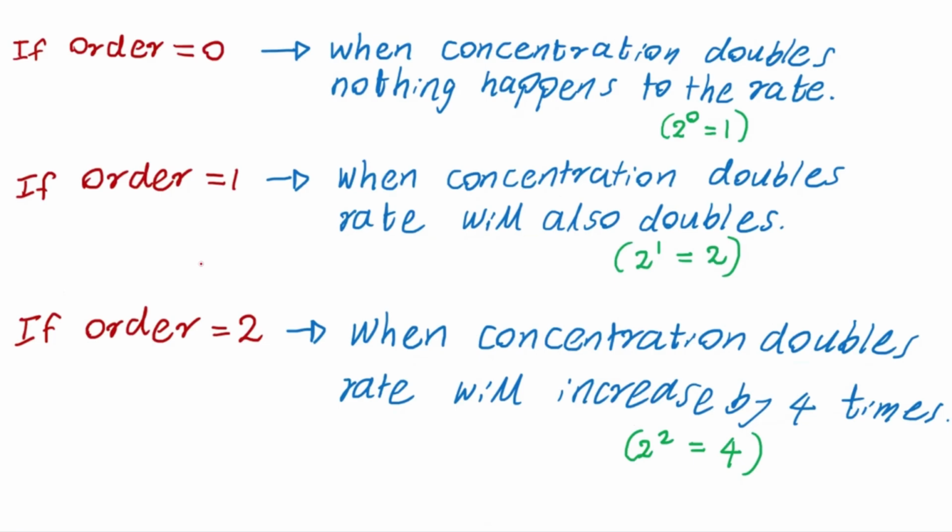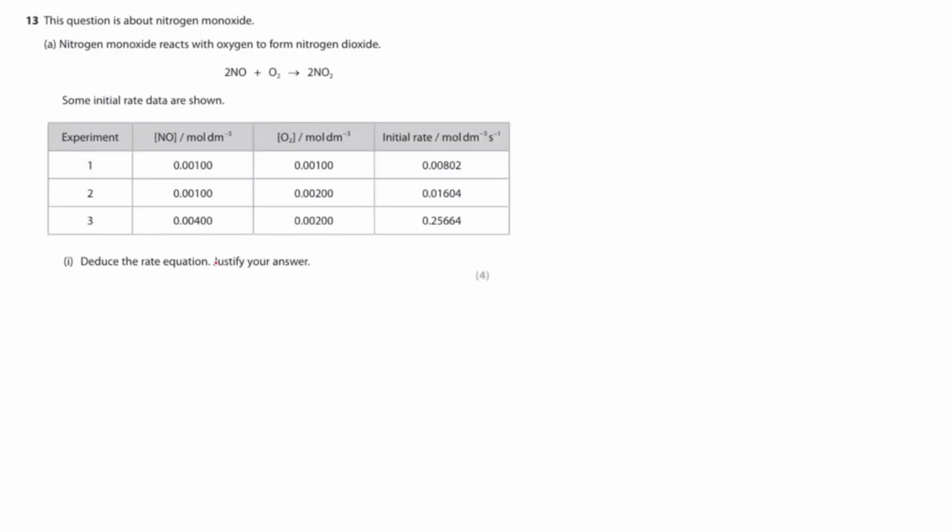So this is the first type of question you will get from this lesson, Chemical Kinetics. Okay, we have an example question. This question is about nitrogen monoxide. Nitrogen monoxide reacts with oxygen to form nitrogen dioxide. Some initial rate data are shown.